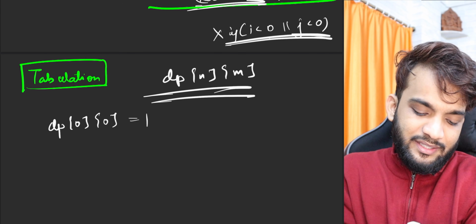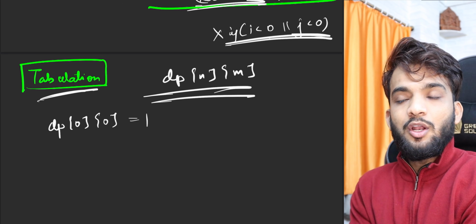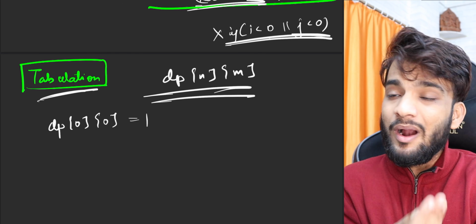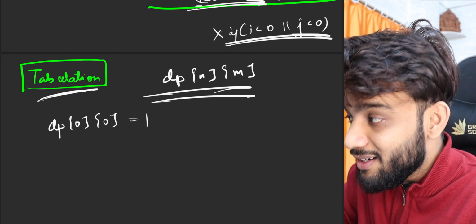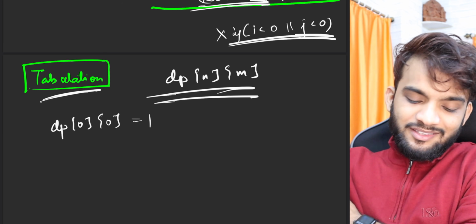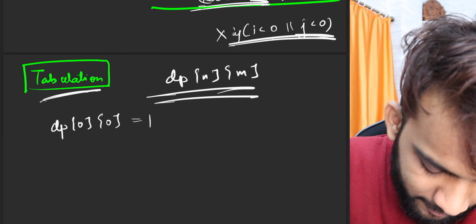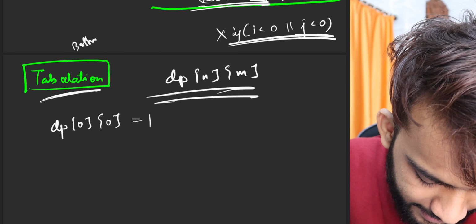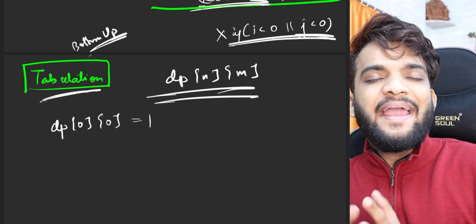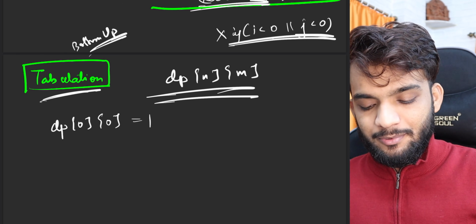So what is tabulation? Now a lot of people will say tabulation is going from bottom up. But do you understand the meaning of bottom up? Do you understand the meaning of top down? That's very, very important. A lot of people have a tendency to think bottom up means going from 0 to n or something like this. Let's understand what is tabulation.